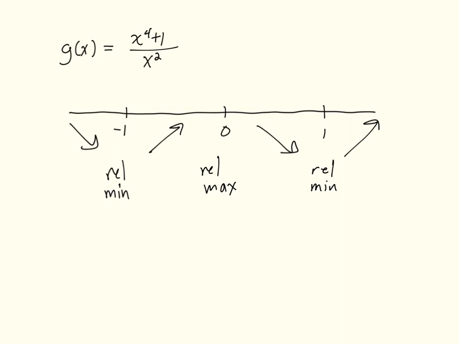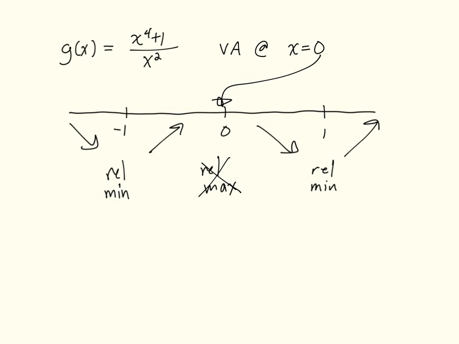However, in the original function, there is a denominator of x squared, which means we have a vertical asymptote at x equals 0. That's right here. There cannot be a relative maximum at a vertical asymptote. So we just have two relative minimums for our function.